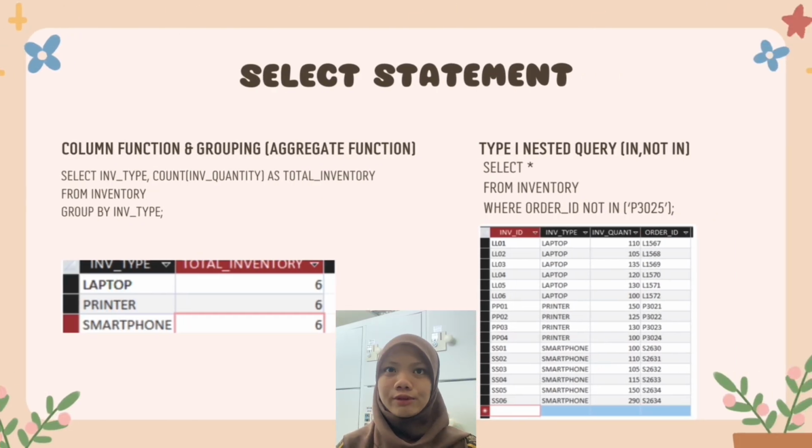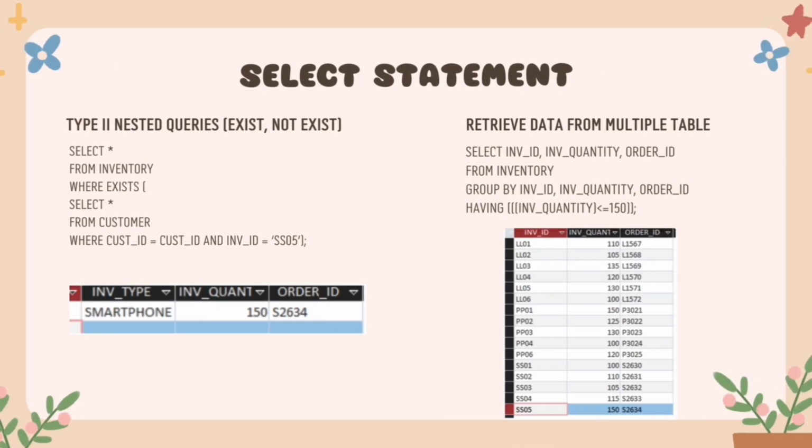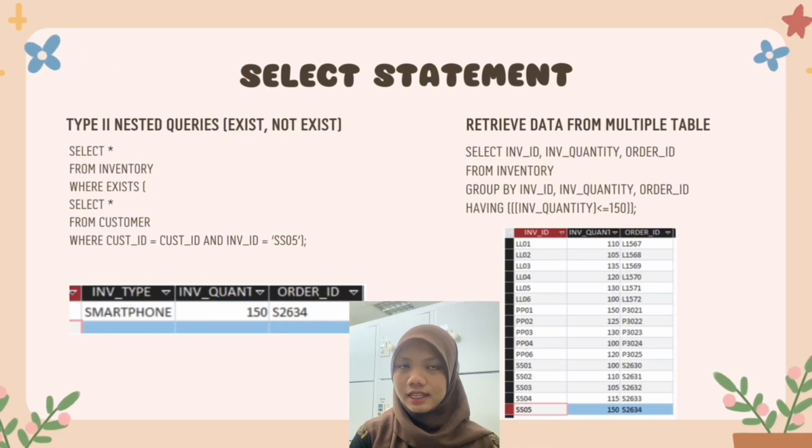Next, column function and grouping for aggregate function. For this, we want to know how much quantity there is for each inventory. So, by inserting the SQL instruction as shown, it will show the table that we want, which is the quantity for each inventory. Next, type 1 nested query, in or not in. For this function, we want to know the orders that do not include the P3025 order ID. For type 2 nested query, exists or not exists, we want to know the customers that have ordered the inventory with inventory ID SS05.